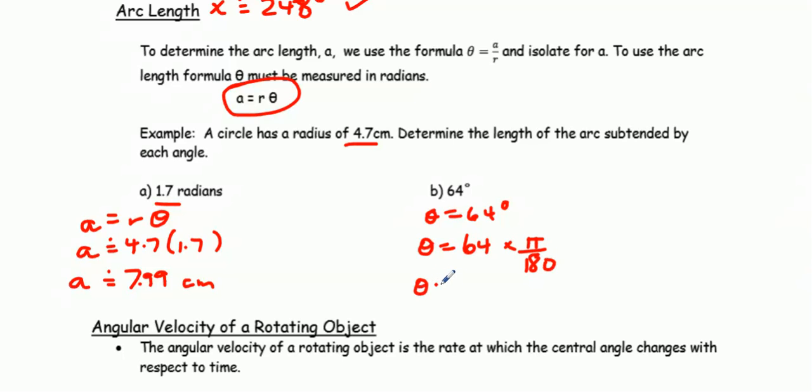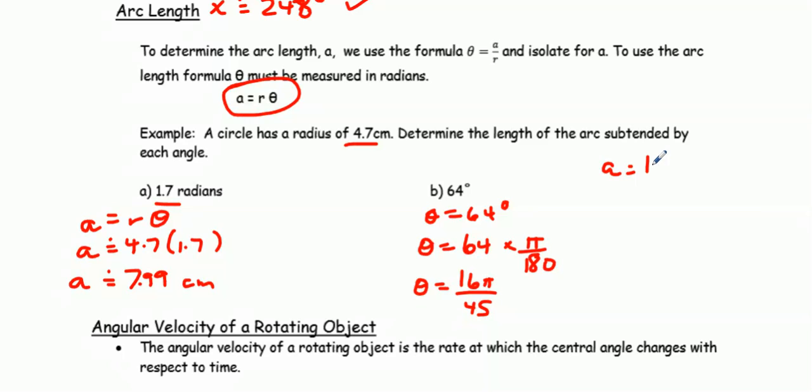And if you simplify that, 64 divided by 4 is 16, 180 divided by 4 is 45. So 16 over 45, is there any number that goes into both? So this is 16 pi over 45. That's the exact radians.